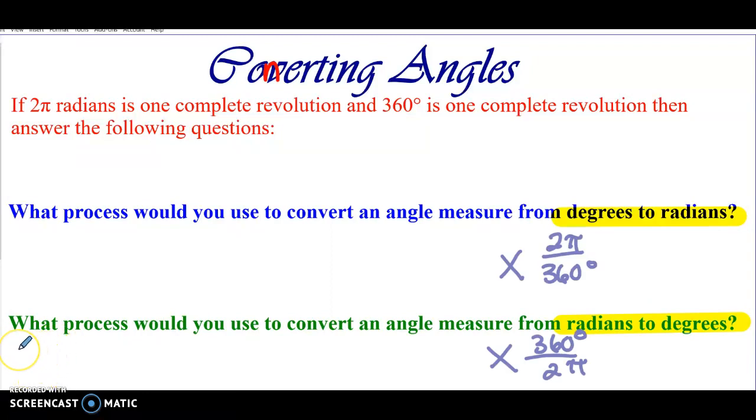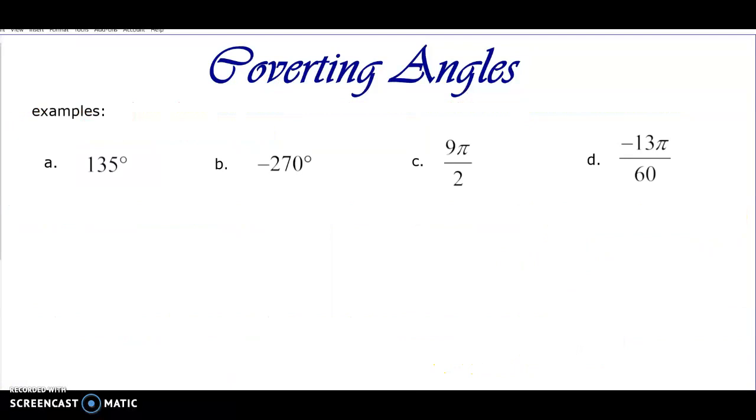So you might have had a different kind of response, more wordy perhaps. But what I would have put is just that, whatever degree measure I'm starting with, I would multiply by 2 pi over 360 degrees. And then from radians to degrees, I multiply whatever radian measure I have times 360 over 2 pi. But maybe you had a better answer than what I had.